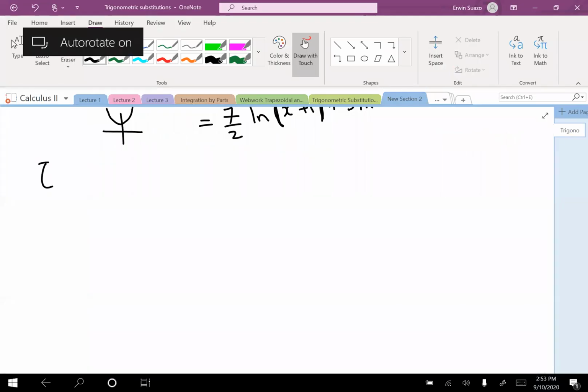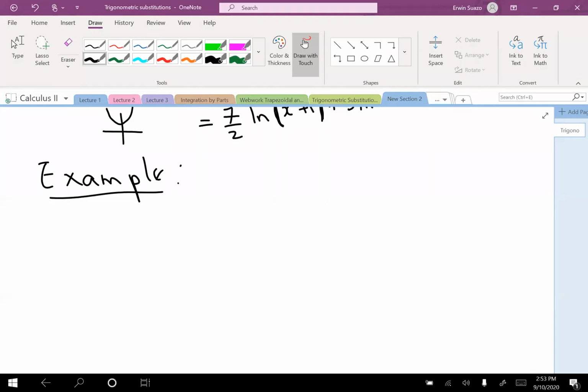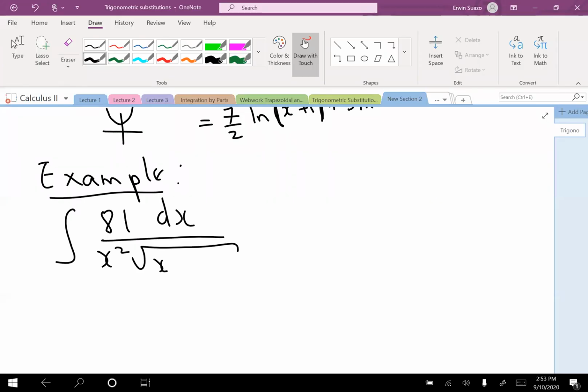So, example. We have to do the integral of 81 dx over x squared times the square root of x squared plus 25. Okay, so you look at this integral. Actually, not the integral, you look at the square root, right? That's the ugliest thing. So you go to here.